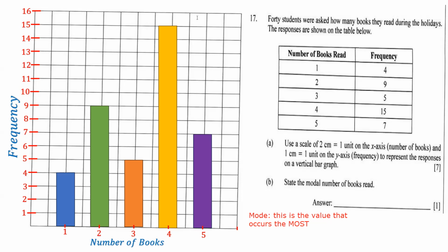Let me show you how to express the data set, right? So how many ones do we have? How many persons read one book? They tell you the frequency. How many ones do we have? 4. So let's write 4 ones.